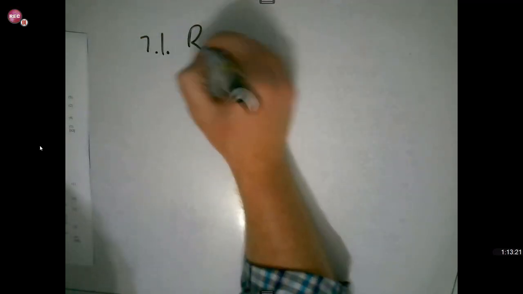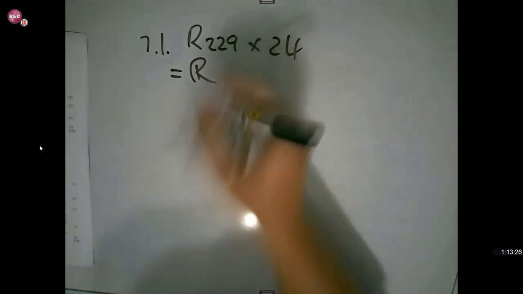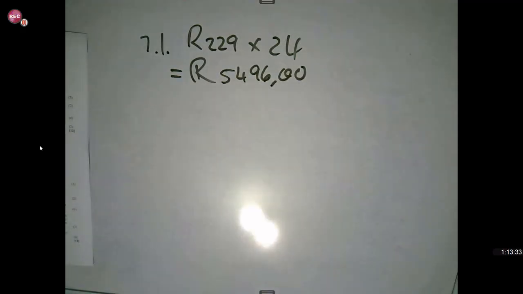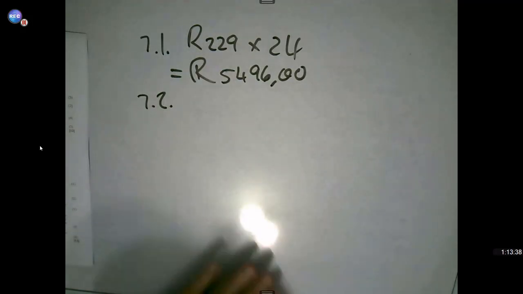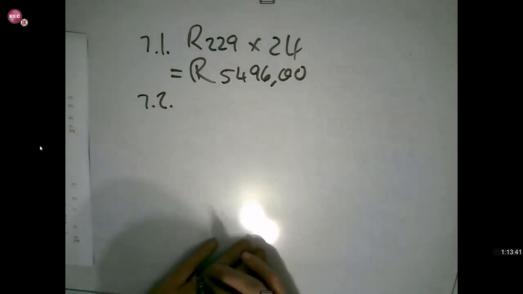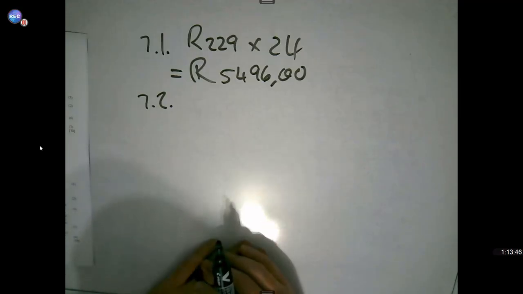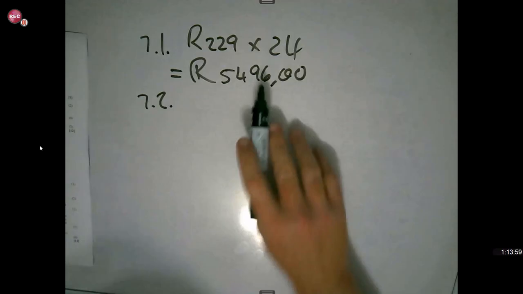Only thing you say is 229 times 24. You get an answer of 5,496 Rand. There we go. 1 mark. Question 7.2. The monthly installment quoted in the advertisement is calculated on a hire purchase agreement, which means you use simple interest, which charges interest of 7.5% per annum on the cash price of the cell phone. Show that the price of the cell phone is 4,779 Rand.